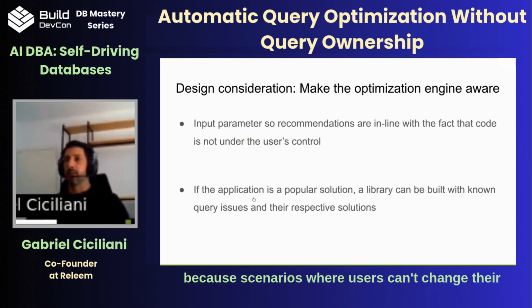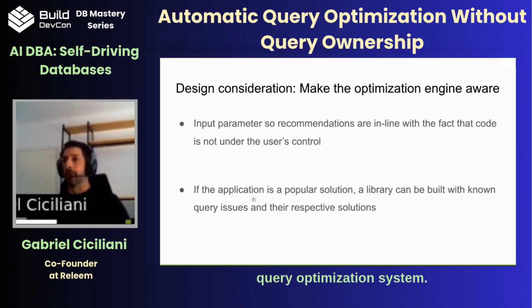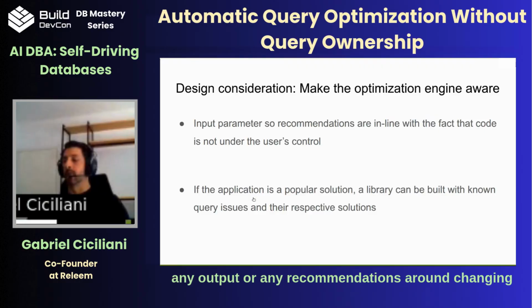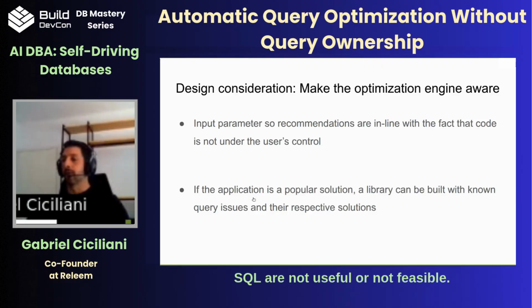Because scenarios where users can't change their queries are common, it is better to contemplate these in your query optimization system. So it's better if you include parameters, so the tuning engine is aware that any output or any recommendations around changes in SQL are not useful or not feasible. So you can either disable them or tweak them, and avoid sending your user things that they can't really implement.